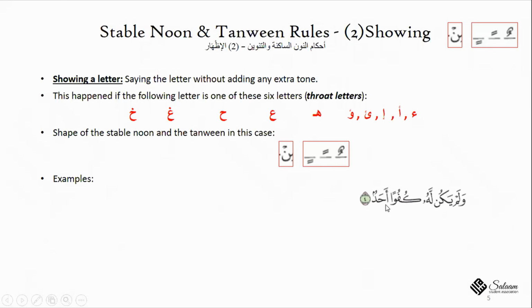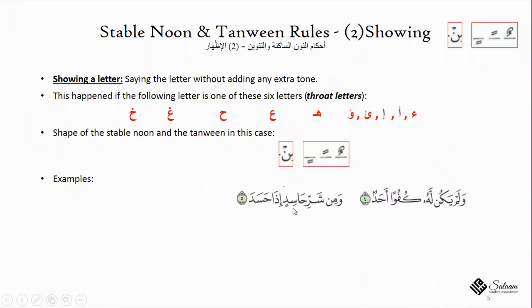Now here, if you see the tanween here, it will be like this one. Once you see the tanween written like this, you will directly assume that for sure one of these 6 letters will be after. And here you will say kufuwan ahad. See what I said? Kufuwan. I completely said the noon here in this case because it's followed by hamza.